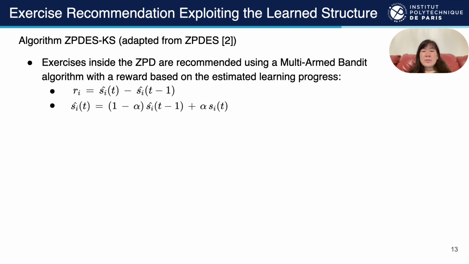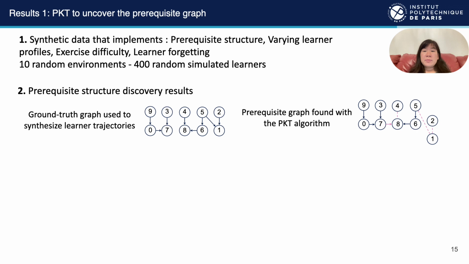Based on these two algorithms, we show here the results. First result is that our algorithm PKT can uncover the prerequisite graph. So we use for that synthetic data that implements prerequisite structure, varying learner profiles with varying exercise difficulty, and a mechanism to represent learner forgetting. We use 10 random environments with 400 random simulated learners.